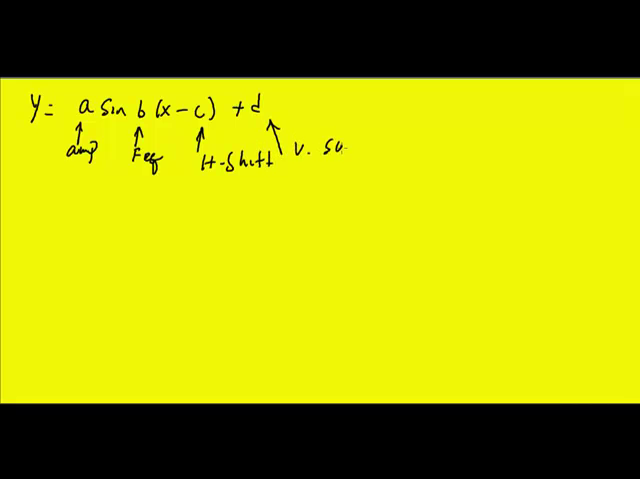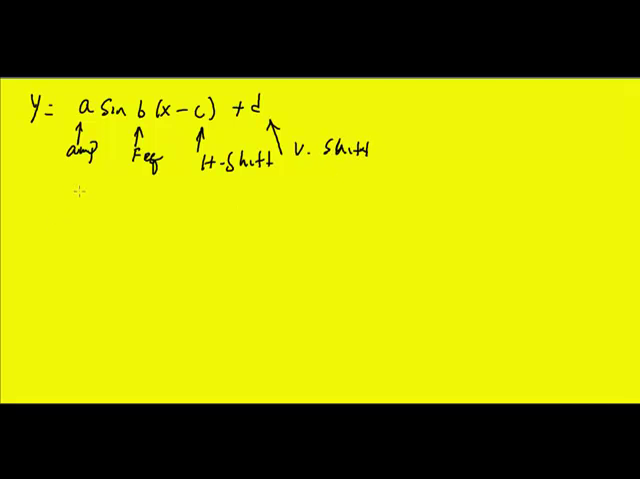The function will look like this: a times sine of b times x minus c, or plus c, and then plus d. This stands for the amplitude. This stands for the frequency. This is the horizontal shift, and this is the vertical shift.